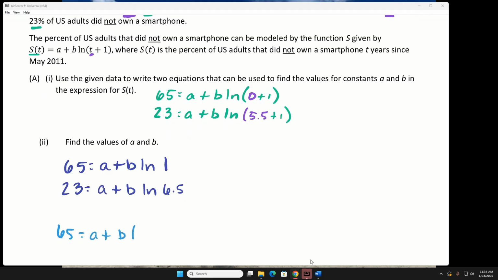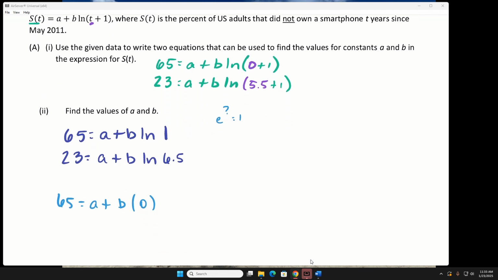But the natural log of 1 is always going to be 0 because it's like e to what power gives you 1. That power is the 0 power. And then b times 0 obviously is 0. So we can say that A is going to be 65. Right? And then to find B, I'm going to take the other equation. In the place of A, I'm going to put the 65.